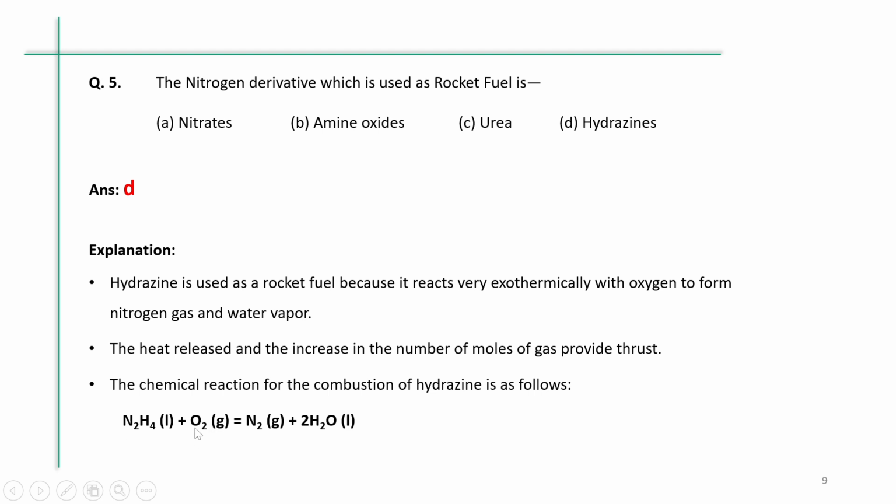So how will it react in the presence of oxygen, how will we combust it? That is N2H4 plus oxygen, then nitrogen will form along with water. Hydrazine is used as a rocket fuel because it reacts very exothermically with oxygen to form nitrogen and water vapor. The energy involved in this process is minus 627.6 kilojoule per mole. This much energy will be evolved when it is allowed to react in the presence of open air or oxygen. This combustion generates this much high amount of energy. That's why it can be used as a fuel.